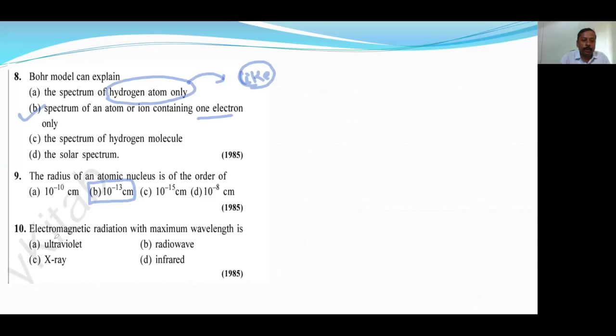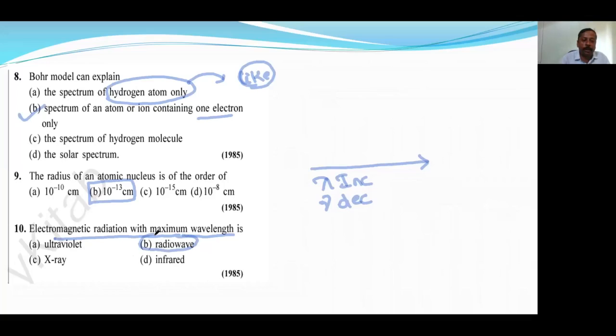Okay. So the electromagnetic radiation with maximum wavelength. So here in the spectrum, I am explaining it, check here now. From left to right, wavelength increases, frequency decreases. Among these options, maximum wavelength means which should be on the right hand side. Which is on the right hand side?